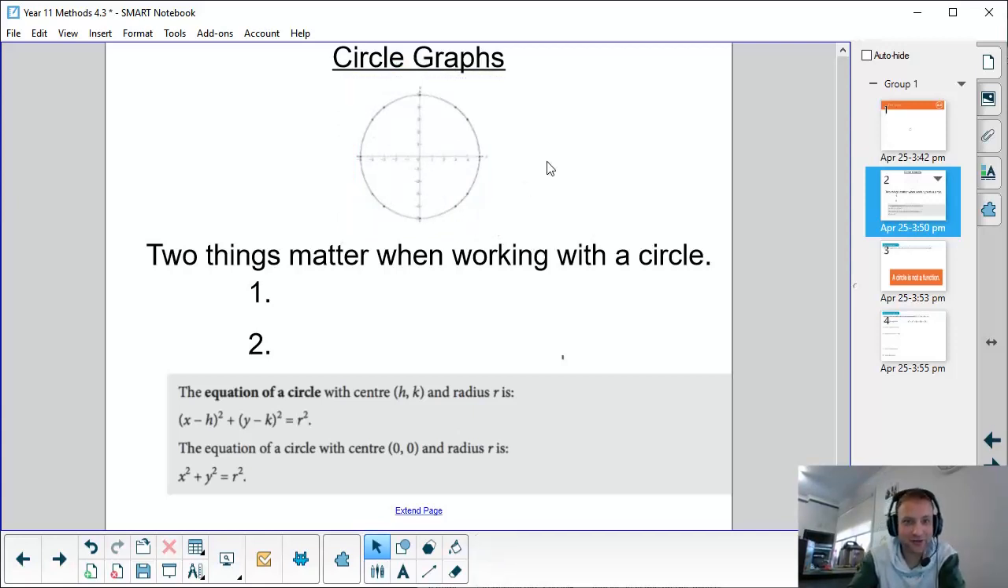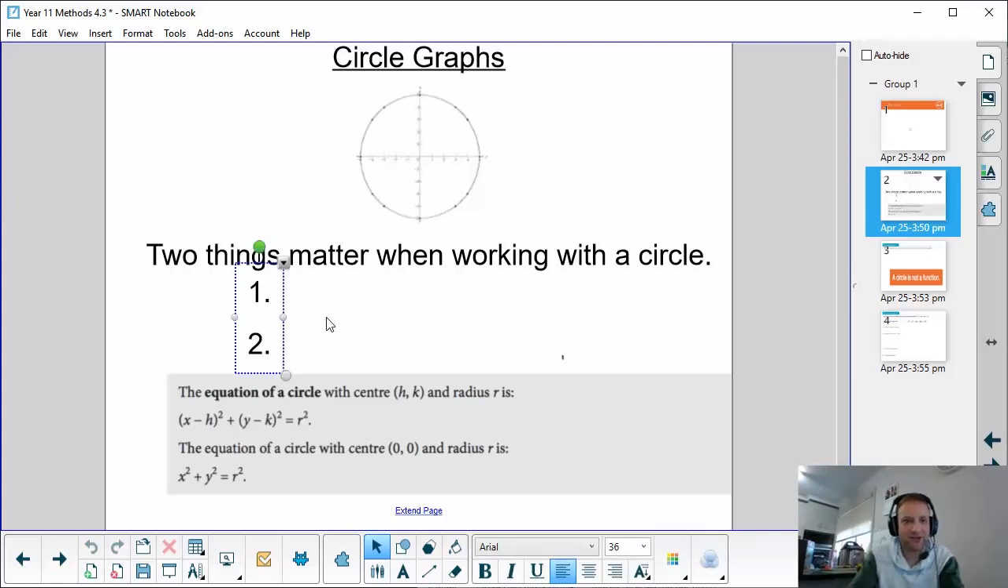When we're dealing with circles, there are only two things that matter. If you're looking at this graph and trying to pick out the things that matter, your first instinct is probably the x-intercept and the y-intercept. But like always in methods, you're wrong. The x-intercepts and the y-intercepts are incidental. We're not going to go out of our way to measure them.